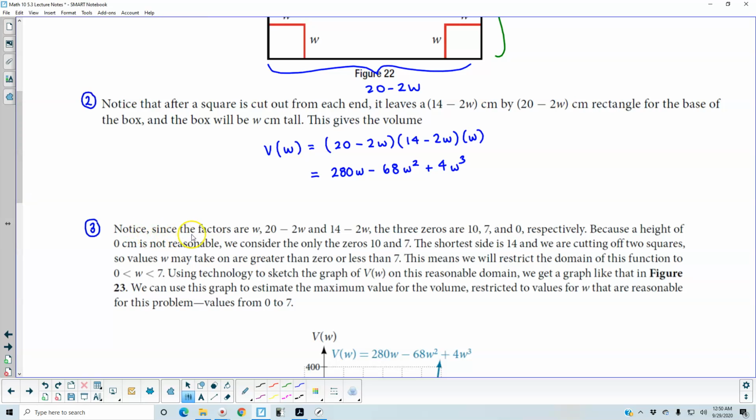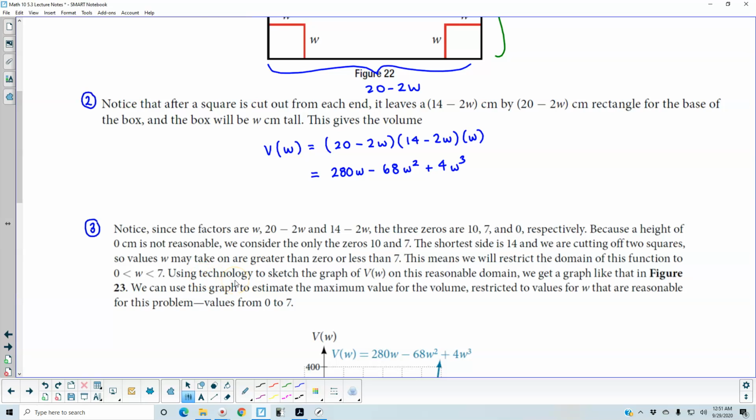Now, number three, notice that since the factors are w, 20 minus 2w, and 14 minus 2w, that gives us three zeros at 0, 10, and 7 respectively. Because a height of 0 centimeters is not reasonable, then we're only going to consider the zeros for 10 and 7. The shortest side is 14, and we are cutting off two squares. So values w may take on are greater than 0 and less than 7. This means that we will restrict the domain of this function between 0 and 7.